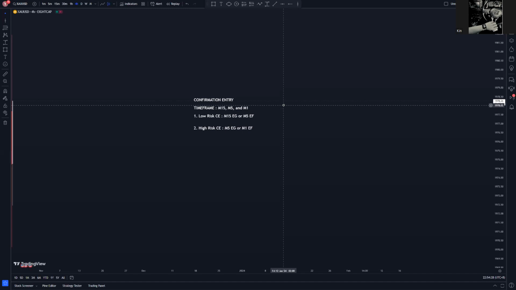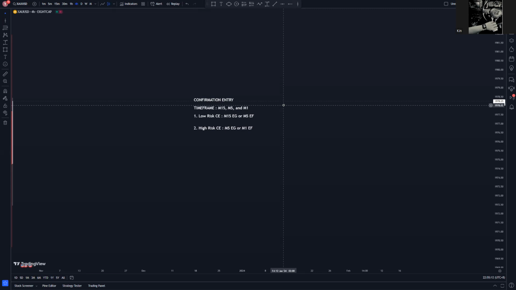How about the high risk confirmation entry? I took another 4 months doing this, and the win rate was 57 to 60%. It's still profitable, but the weakness is that sometimes the M5 EG can be broken, sometimes the M1 EF can be broken. The best part of the high risk confirmation entry is that we get all the buys and all the sells, because at that time I took all of them.